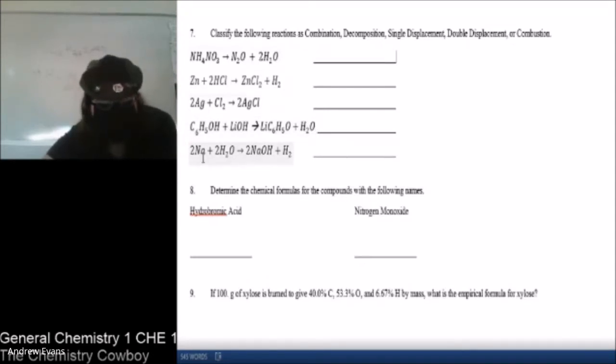Then finally, sodium plus H2O goes to sodium hydroxide and H2. Once again, a single displacement. Just like in this equation, the Na replaces one of the H's, and so you have H2 as a byproduct.